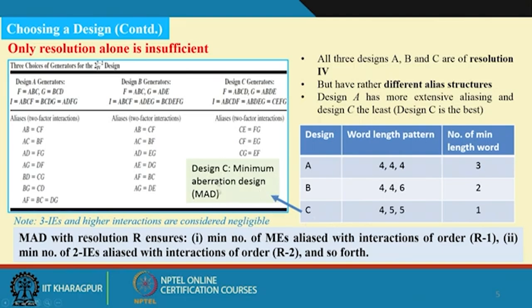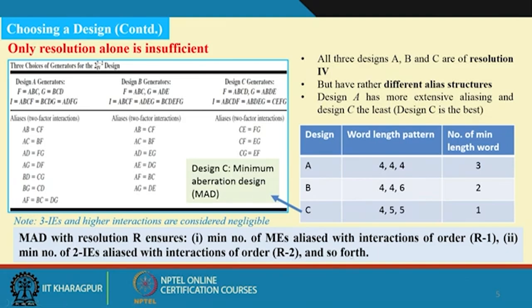Now, the advantage of minimum aberration design is that a minimum aberration design with resolution R ensures the minimum number of main effects are aliased with interactions of order R minus 1, and the minimum number of 2 way interaction effects are aliased with interactions of the order R minus 2, and so forth. What does it mean?